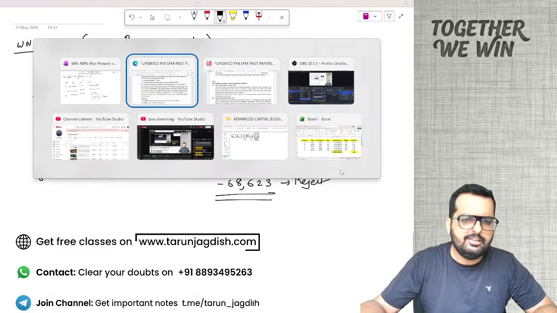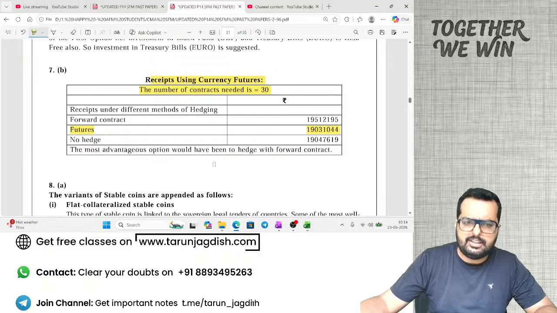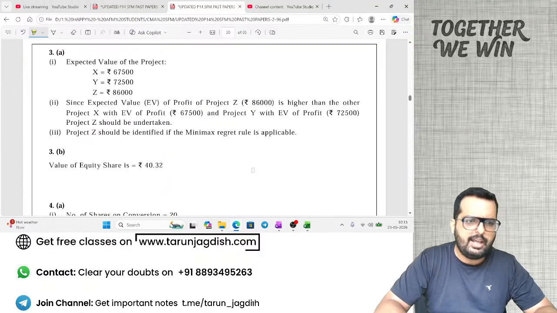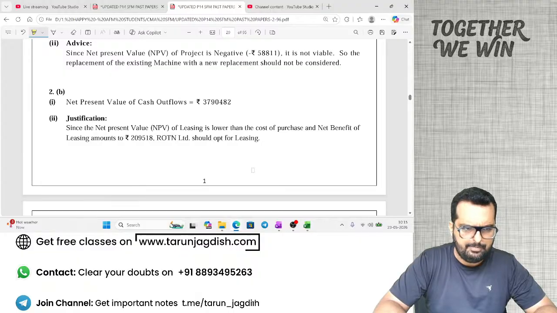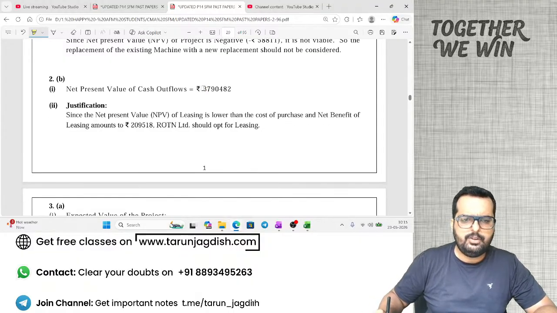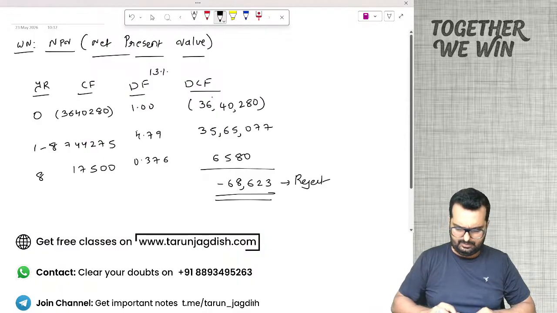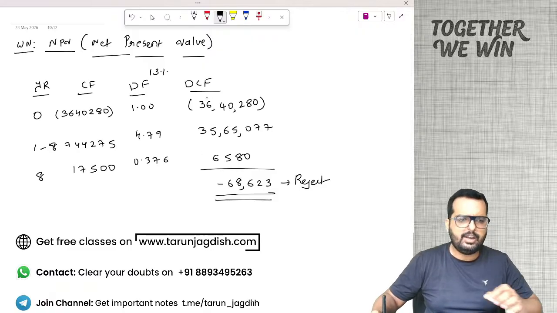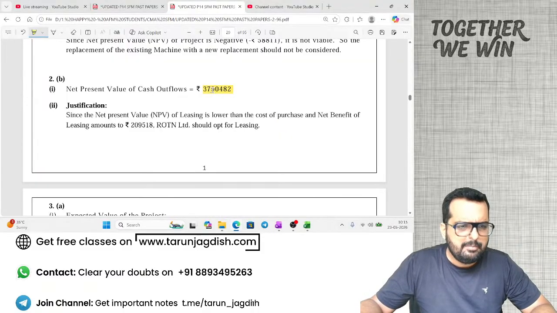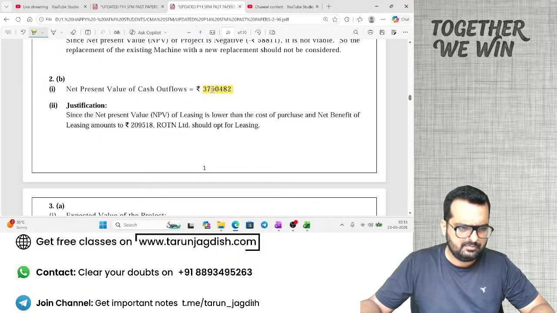Can I just cross-check this with your suggestion and see, friends, if there is anything that is left out? Gokul, I think your point is valid. I'll come back to that once I'm done with this question. They have found out the NPV of cash outflows as 37,90,480. That's all they have given over here. Is it 37,90,482? 35,65,077, 35,71, and here you get 36 lakh 40. Net present value of cash outflows is given.